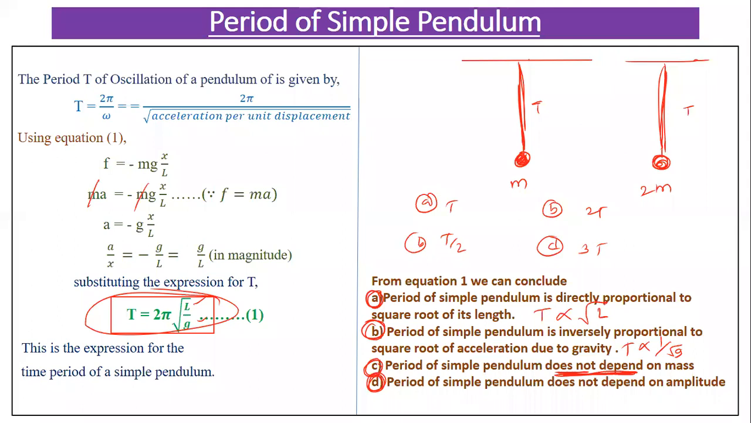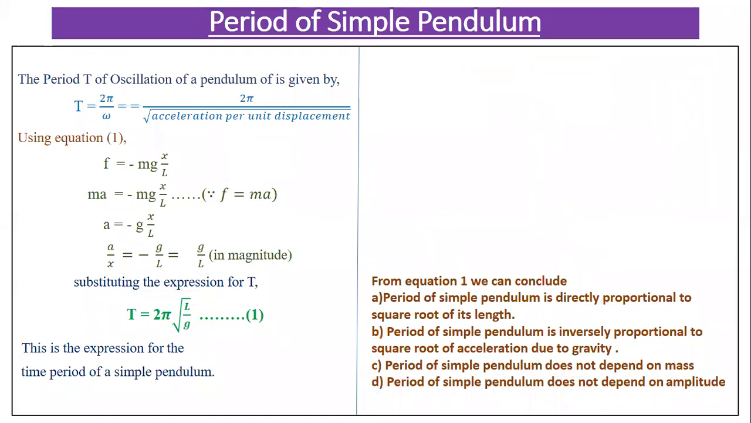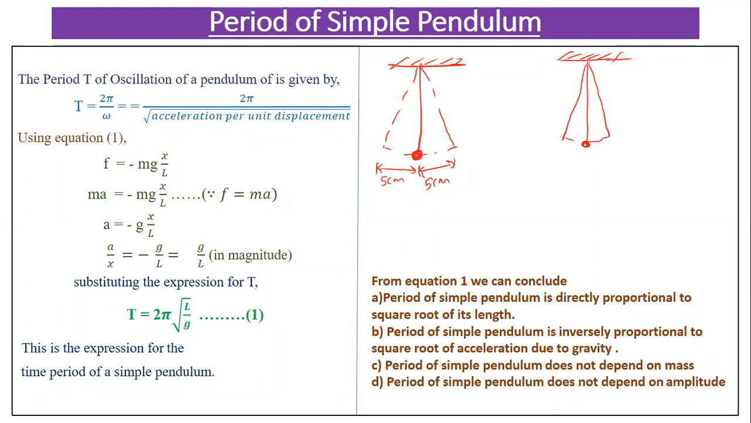And the fourth one: the period of a simple pendulum does not depend on amplitude. This is also very important, so let me explain this also. If we consider this simple pendulum, this is a bob. This bob is moving up to 5 centimeter, and on this side also 5 centimeter, meaning the amplitude is 5 centimeter. For the same simple pendulum, you know that after some time the amplitude goes on decreasing. The same bob is not going to 5 centimeter, it may go up to 2 centimeter. Let me consider it goes up to 2 centimeter.